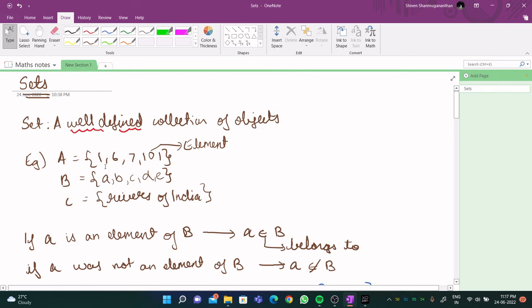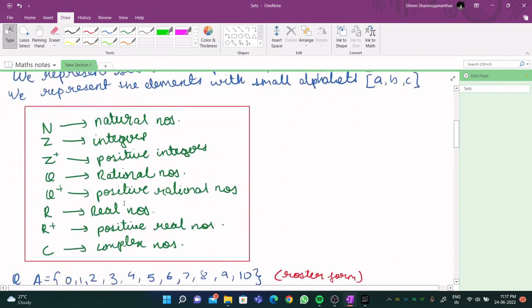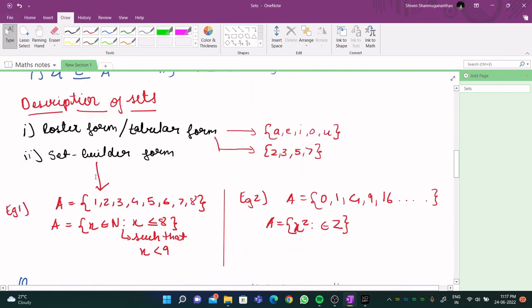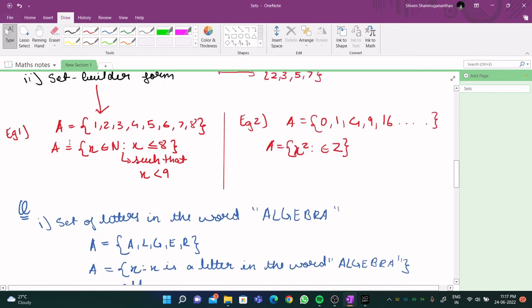A and B here have all their elements present in them. It is in the roster form. But if you look at C here, C just says rivers of India. Now this can be in its set builder form. Now the second form, as I just said here, is set builder form.